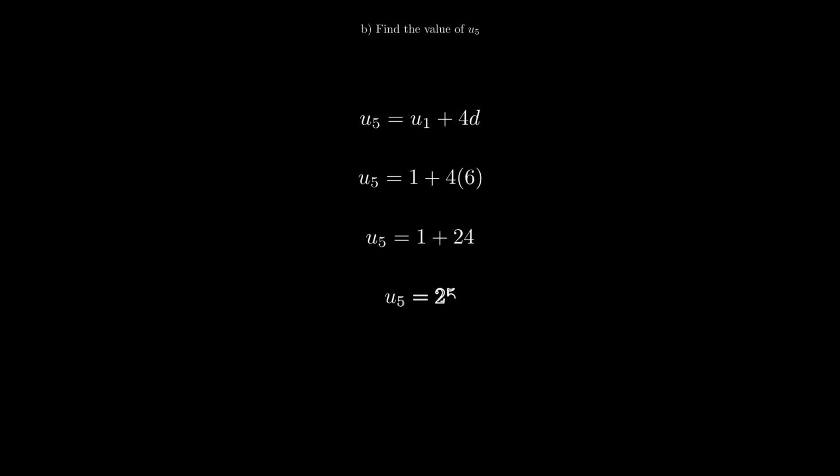For part B, in order to find the value of the 5th term, we can think back to the explainer part of this video, where we saw that each term can be written as the first term plus n minus 1 times d. So for the 5th term, this would be the first term plus 4 times d. And filling in the values that we previously calculated, we can very quickly see that the 5th term is equal to 25.